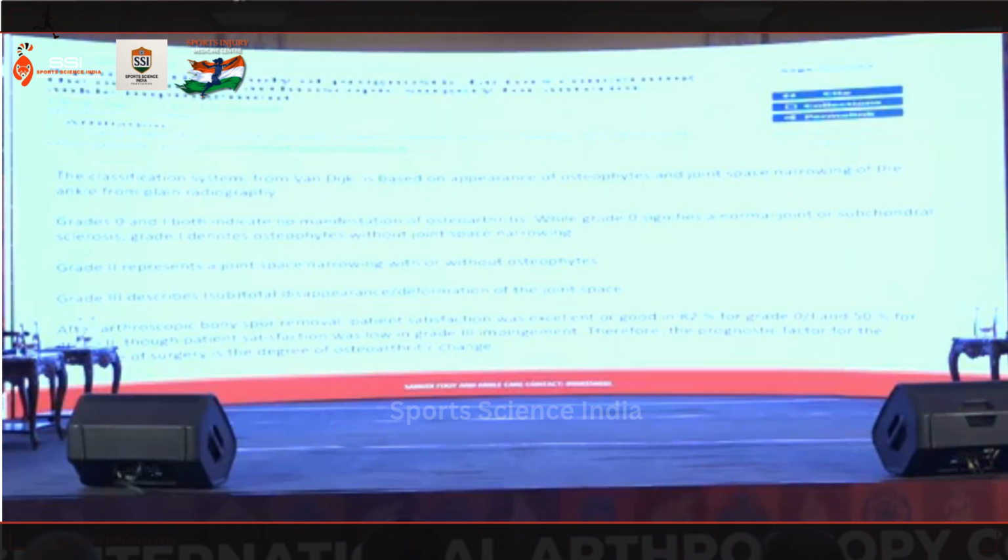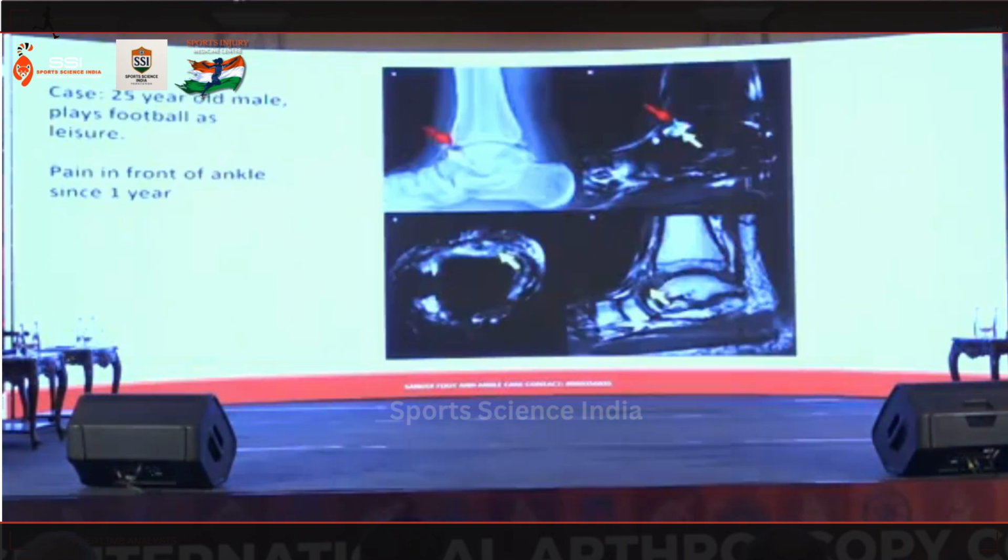However, as you move to grade 2, where the joint space starts narrowing, the satisfaction rate after arthroscopic debridement goes down to 50%. And in grade 3, the satisfaction rate is very low. This is what he quoted in his paper. If you have more arthritis, don't think of doing an ankle arthroscopy because your patient will not be happy. It is only for early cases, grade 0 and 1, where you know a specific impingement is causing pain and there is no joint space narrowing and the cartilage is normal.